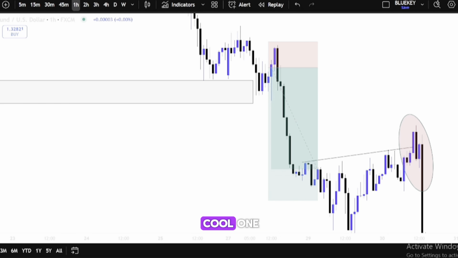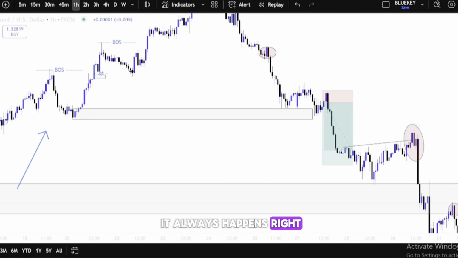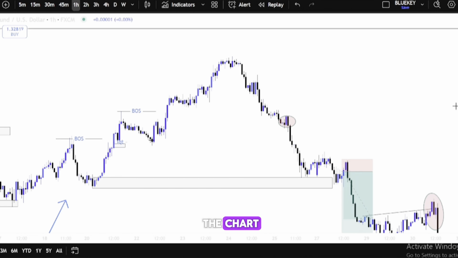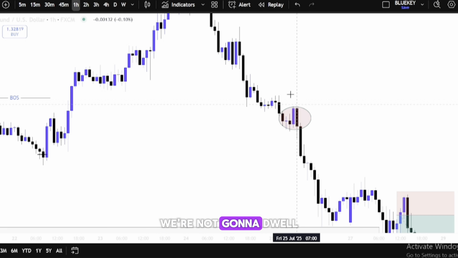This is a really cool one. Like I said, this is massive and it always happens, right? You will see it in so many places on the chart. Now, right here is another clean example, right? We're not going to dwell on this that much.